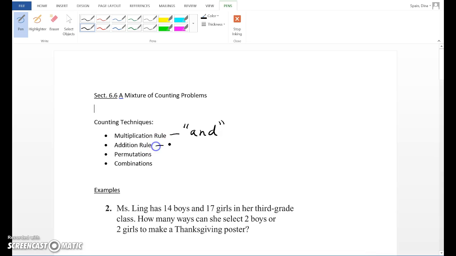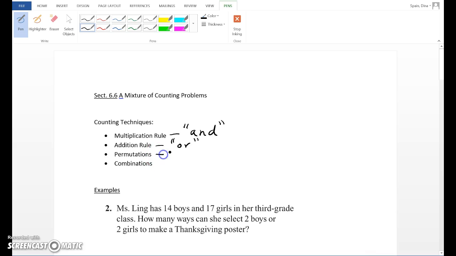For the addition rule, the key word you look for there is or. If you were going to choose something from this set or you're going to choose something from this set, that's when you add the choices together. For the multiplication rule, look for the word and. For the addition rule, you look for the word or.